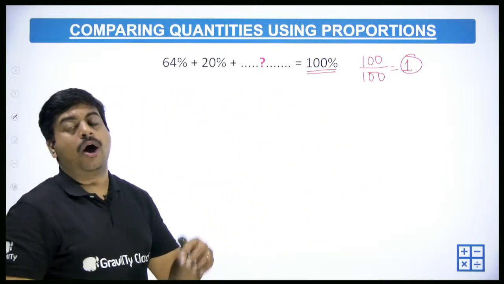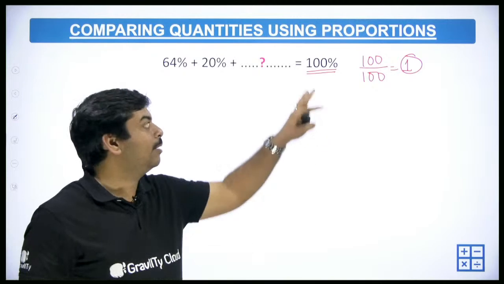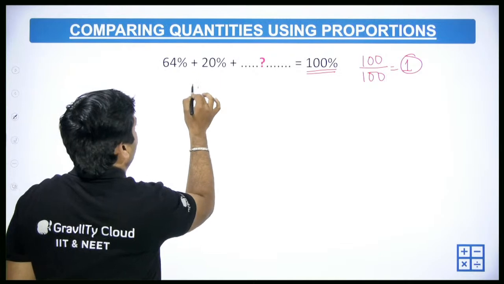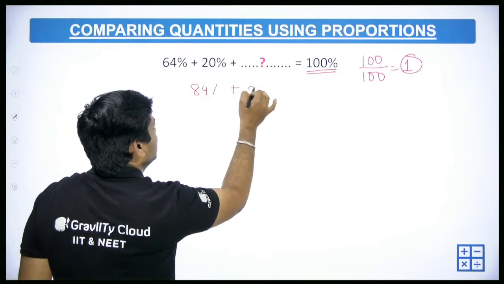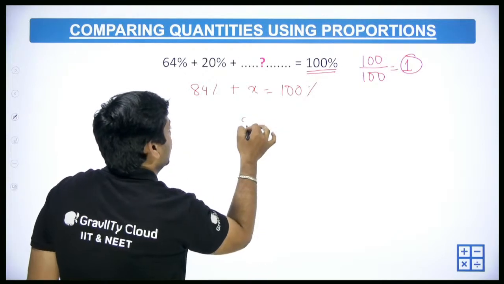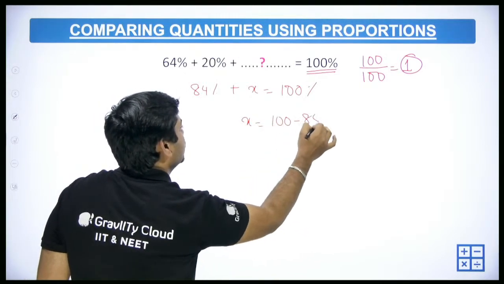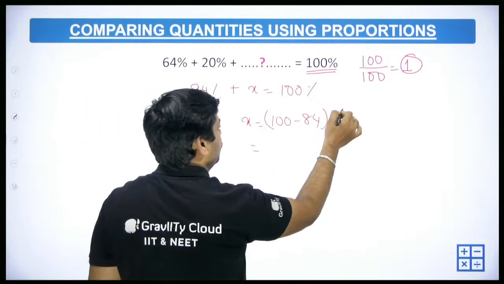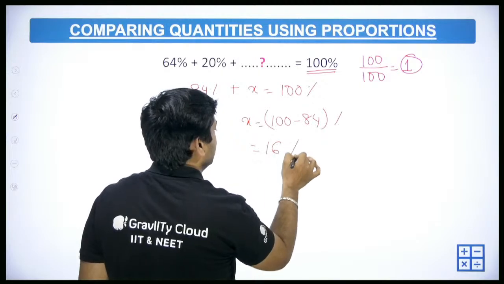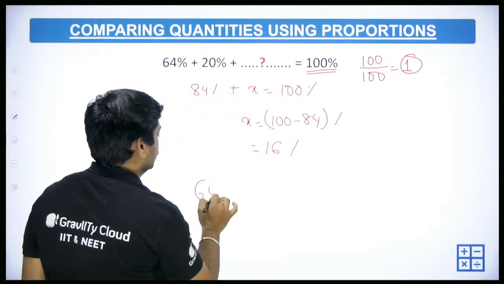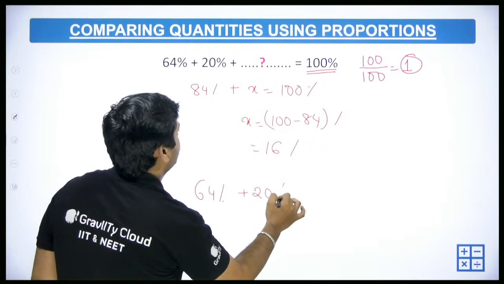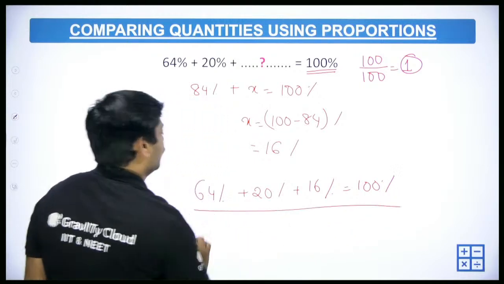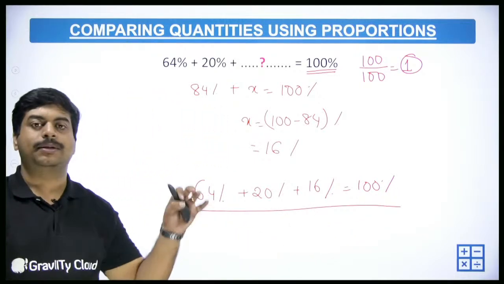Complete set. That means always the sum of the percentages will be equal to 100%. Right? So 64 plus 20 is 84, 84 percentage plus X will be equal to 100 percentage. So X is equal to 100 minus 84 percentage. 100 minus 84, you know, it is 16 percentage, right? So 64% plus 20% plus 16% is equal to 100 percentage, right?